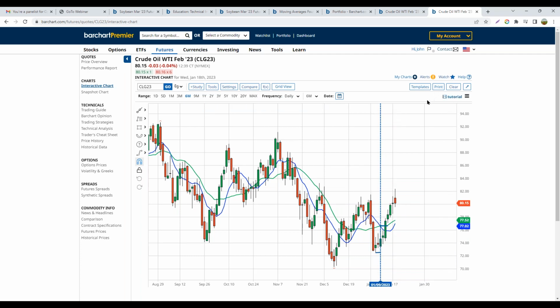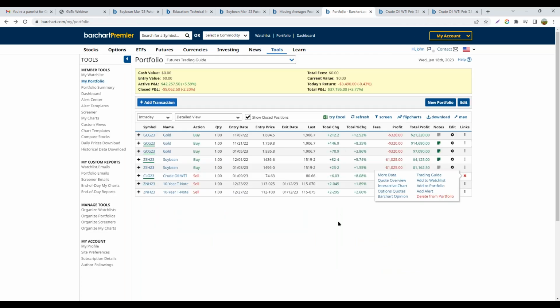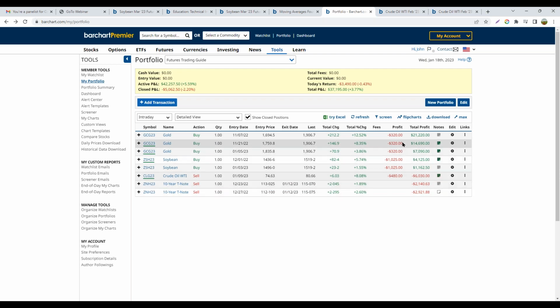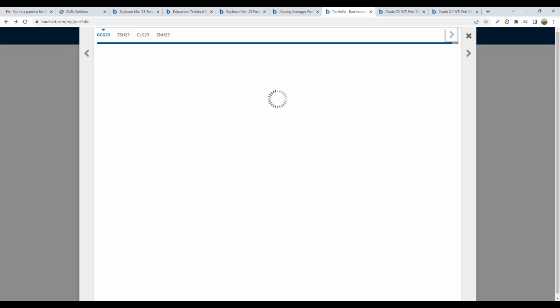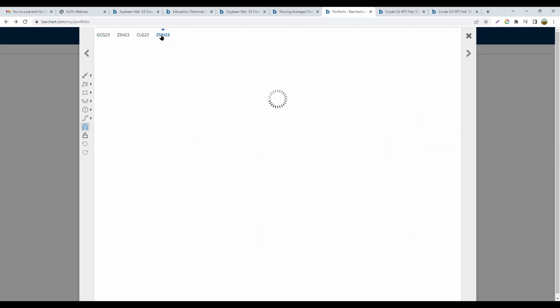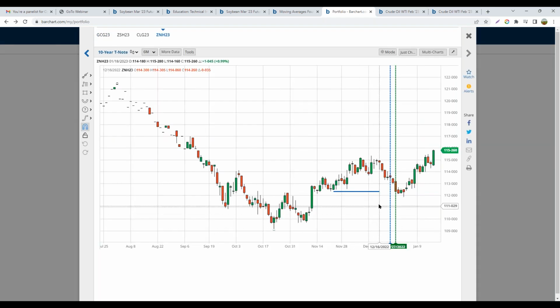Okay. One more real quick. So let's go back to our portfolio. I'm going to go through this one kind of quickly. So here's the 10-year note, and this is where we follow the rules and we do the planning. We wait for the confirmation, and still the system does not work, and that's again part of trading. So here's the 10-year note, and here's the sell signal that was created.